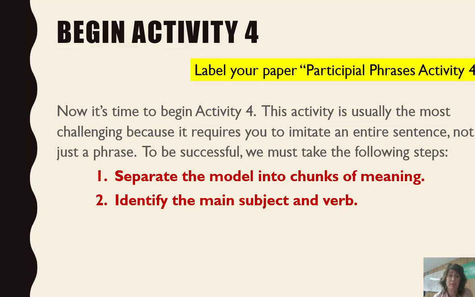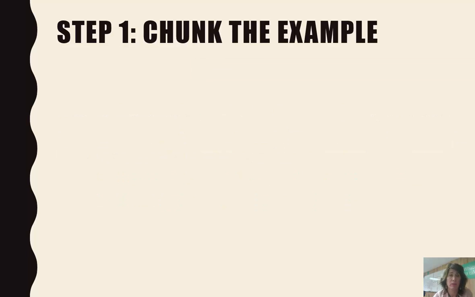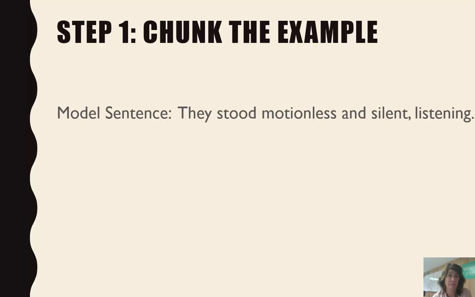Number 1, separate the model into chunks of meaning. That's when we put dashes between phrases and clauses. Then, identify the main subject and verb. Just write an S above the main subject and a V above the main verb. Let's start by chunking the example. And again, we're on page 74. Here's our model sentence. Now, in your textbook, I want you to draw those dashes between the chunks of meaning.